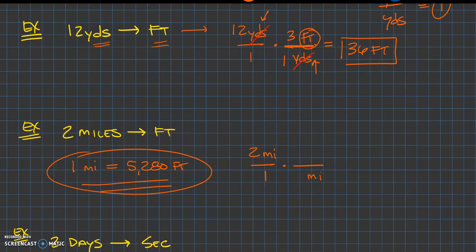That will allow me to cancel my units. And I do know how many feet are in 1 mile. It's 5,280. You will notice the miles cancels. And 2 times 5,280 is 10,560. The only unit left is feet. So if I convert 2 miles to feet, I have now traveled 10,560 feet.